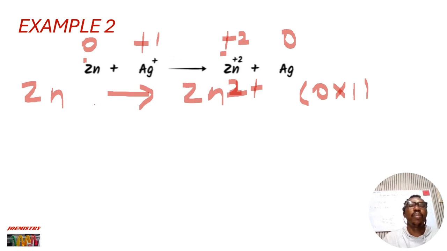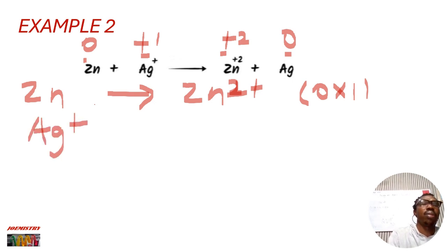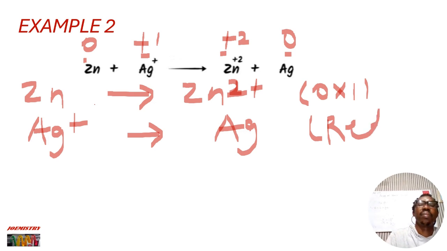Then the next step is what? From +1 to 0, which is decrease in oxidation number. So silver undergoes reduction by decrease in oxidation number from +1 to 0. So silver undergoes what? Reduction. Silver ion undergoes reduction to give you what? Silver, which is reduction. So we've divided the equation into two half-cell equations, oxidation half-cell equation and reduction half-cell equation.